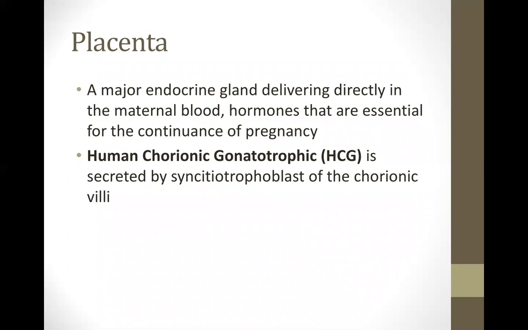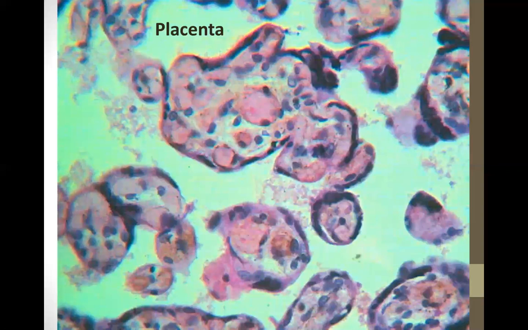Okay? The placenta is a major endocrine gland delivering directly into the maternal blood the hormones that are essential for the continuance of pregnancy. The Tagalog of placenta is inunan. Okay? It comes with the growing baby. They secrete the human chorionic gonadotrophic hormone or human chorionic gonadotropin. They are secreted by the syncytiotrophoblast of the chorionic villi. And this is the placenta.